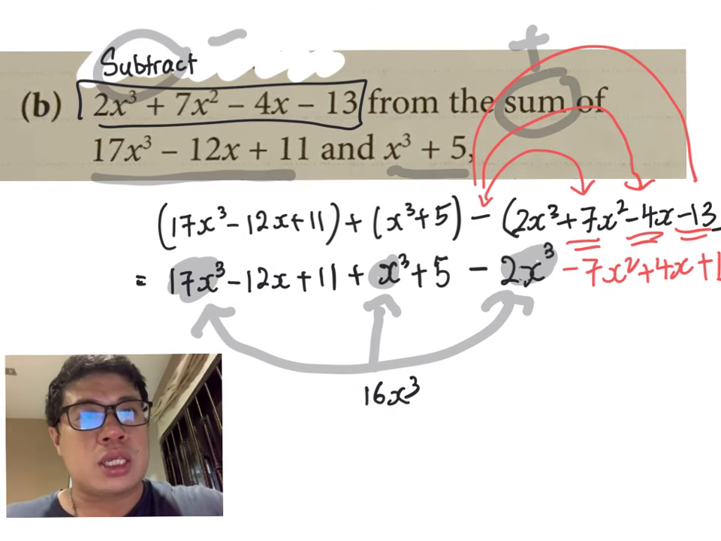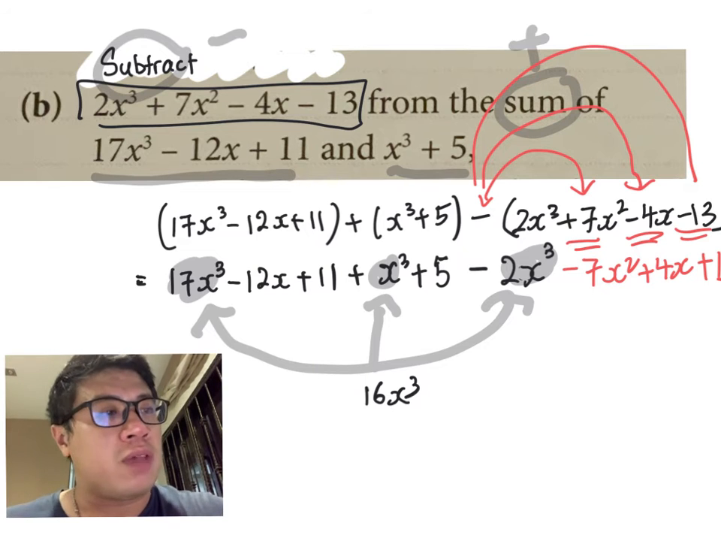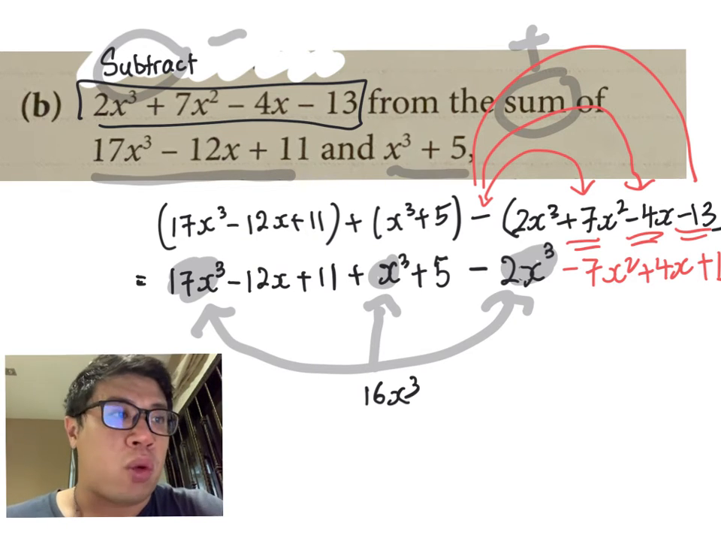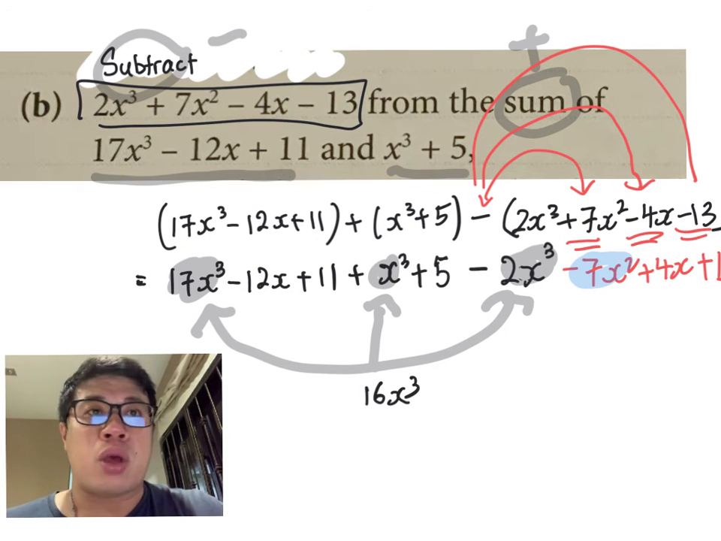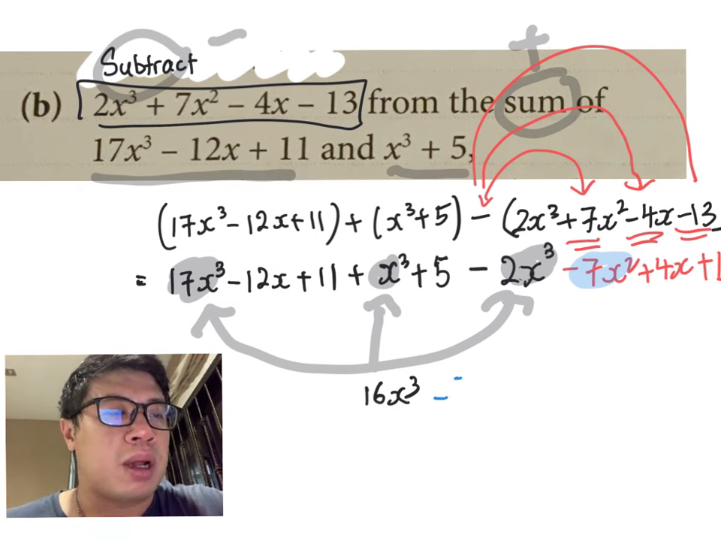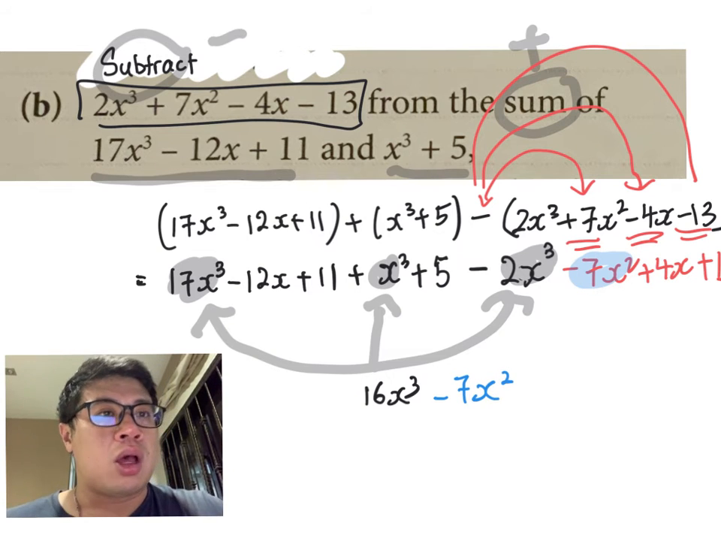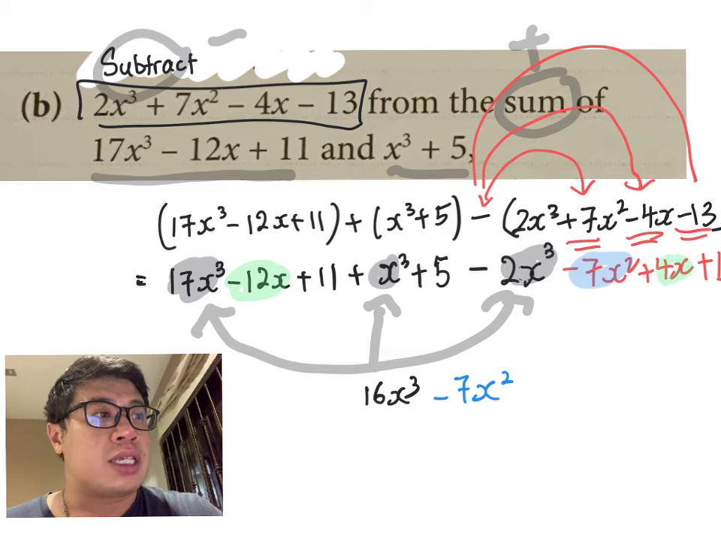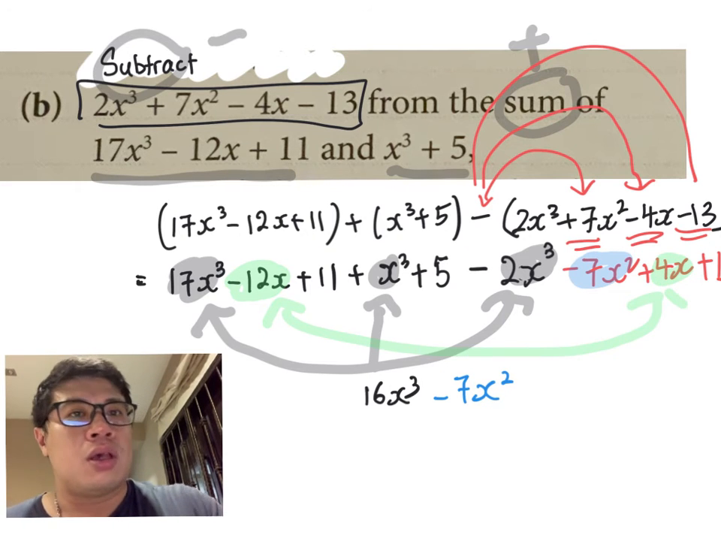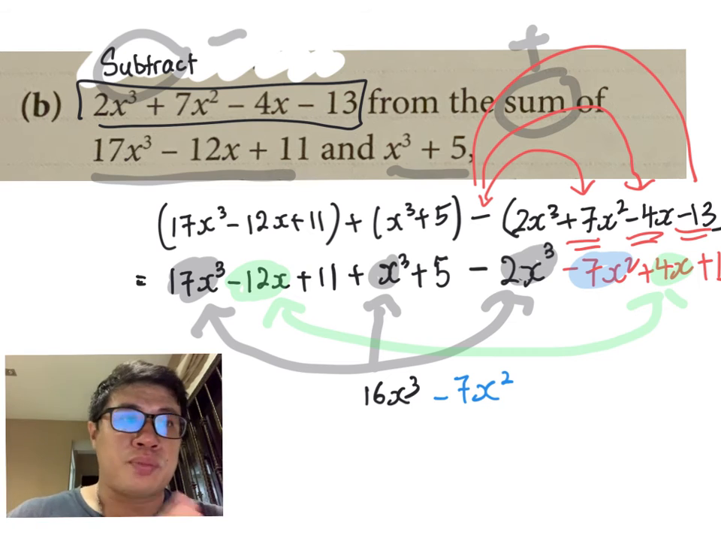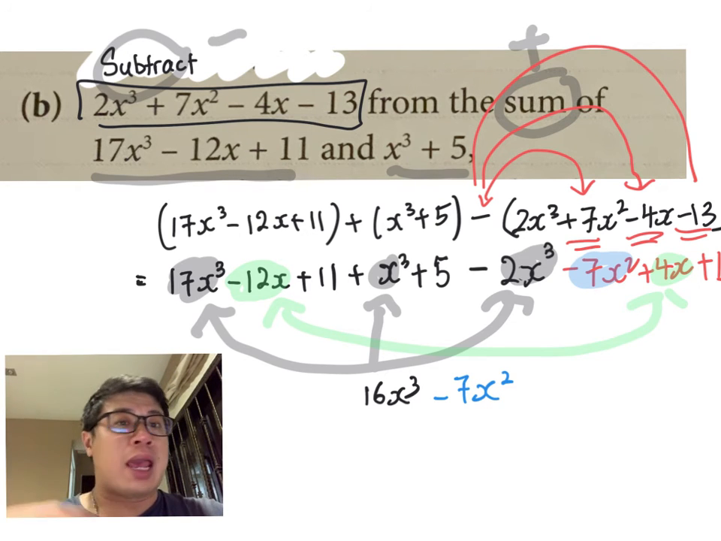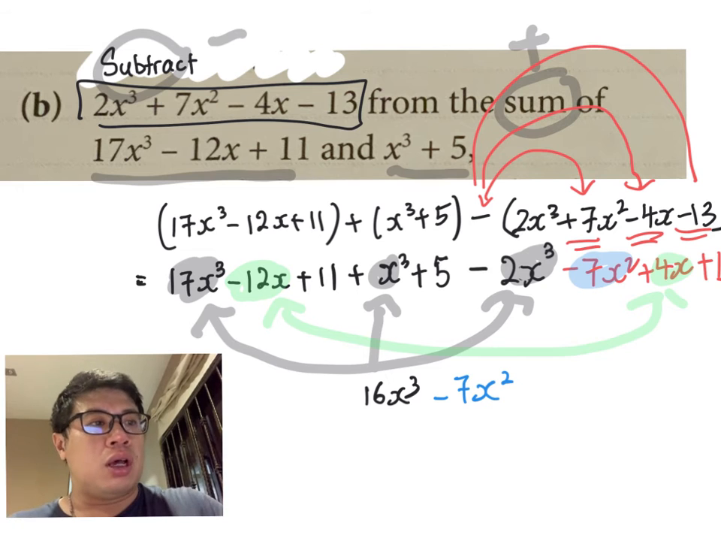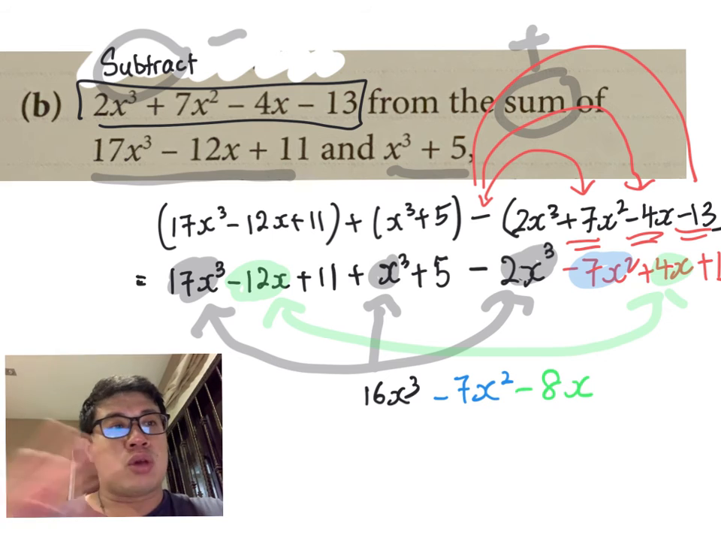Next I look at whatever like terms I have. After x cubed, I can look at x squared. It seems x squared is the only one, there are no other like terms, so it's just minus 7x squared. Next one, maybe using green color, I look for x. I can see a minus 12x and a 4x, so let me put them together. Minus 12 plus 4, I owe you $12, I add back $4, that will give you minus 8x.